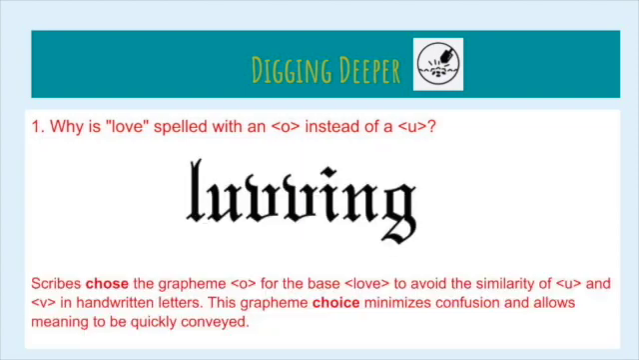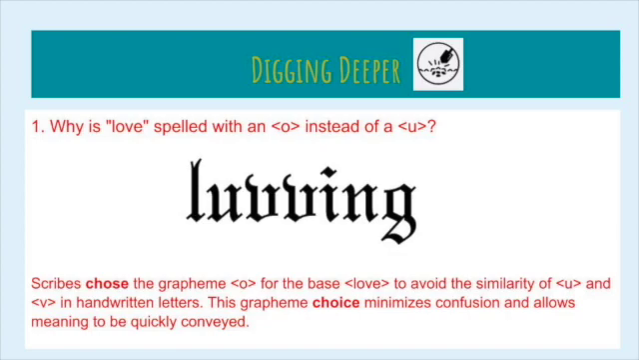Digging deeper, we found out some very fascinating information that back when there was no printing presses, where everything was by hand, scribes chose the grapheme O for the base L-O-V-E to avoid the similarity of U and V in handwritten letters. This minimized confusion and allowed meaning to be quickly conveyed. Look how confusing it would be if there was a U in love when you put it next to the handwritten V. Very confusing. And also, if you didn't have an E at the end of love, it would double, and this would also be so confusing in handwriting. Look at that. That is very, very confusing.